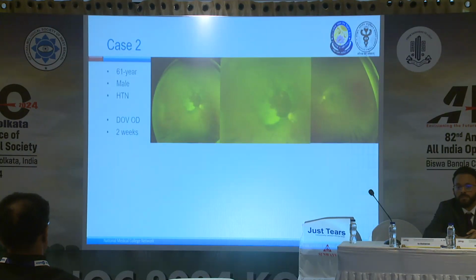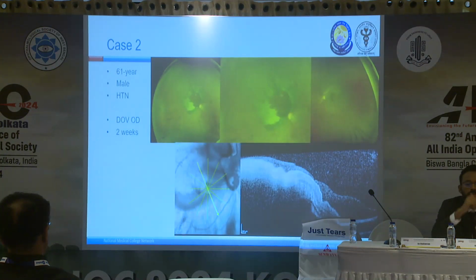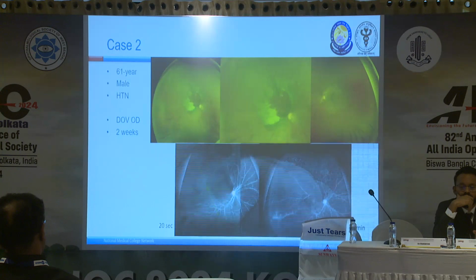So this is case 2, a 61-year-old male patient with hypertension, diminution of vision for the last 2 weeks, and there's a large area of submacular as well as preretinal hemorrhage, which is seen, and on OCT we can see the preretinal as well as intraretinal and subretinal hemorrhage, suggestive of a ruptured RAM. FFA was also suggestive of peripheral as well as posterior ischemia, and there was delayed filling as well.